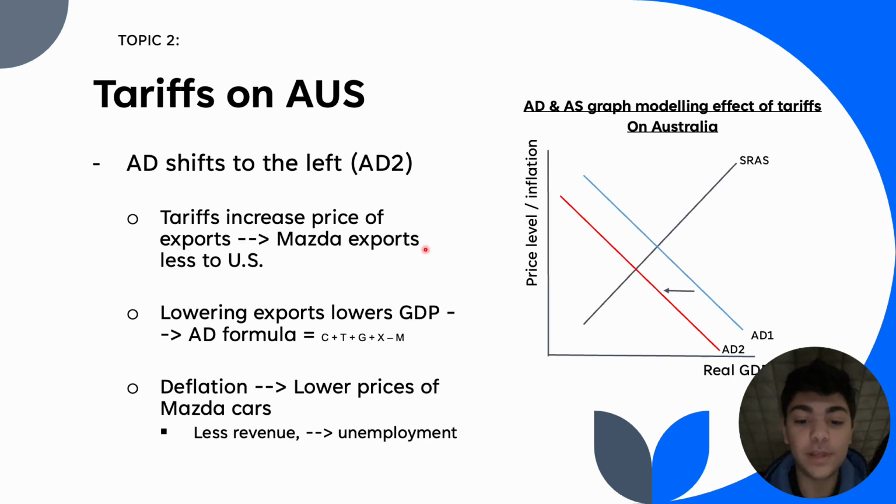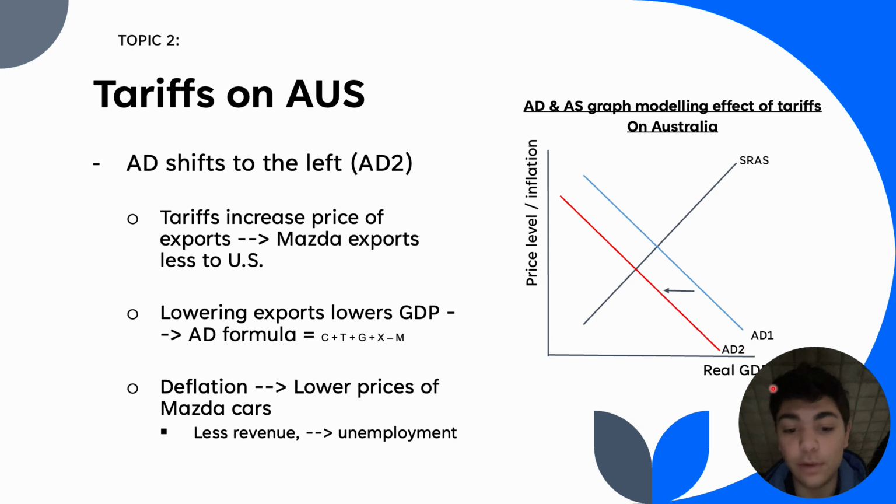Recently, with tariffs being used in the US, this has caused many impacts on countries, and this slide will show the effects on Australia. So, with tariffs being used, this will cause the aggregated demand to shift to the left. So from this group line to this one. And this basically means that tariffs increase the price of exports. So Mazda in Australia will be exporting less to the USA because it will cost more and they'll make less of a profit. And by lowering their exports, it will lower their GDP.